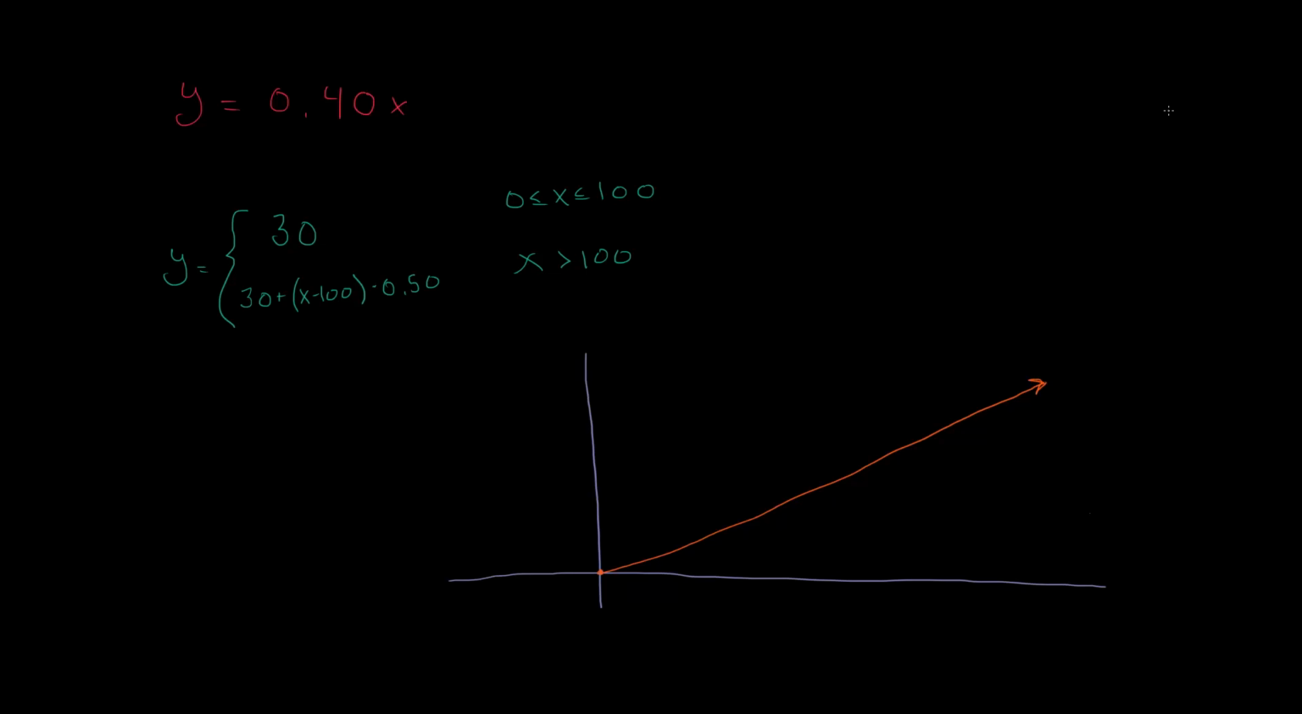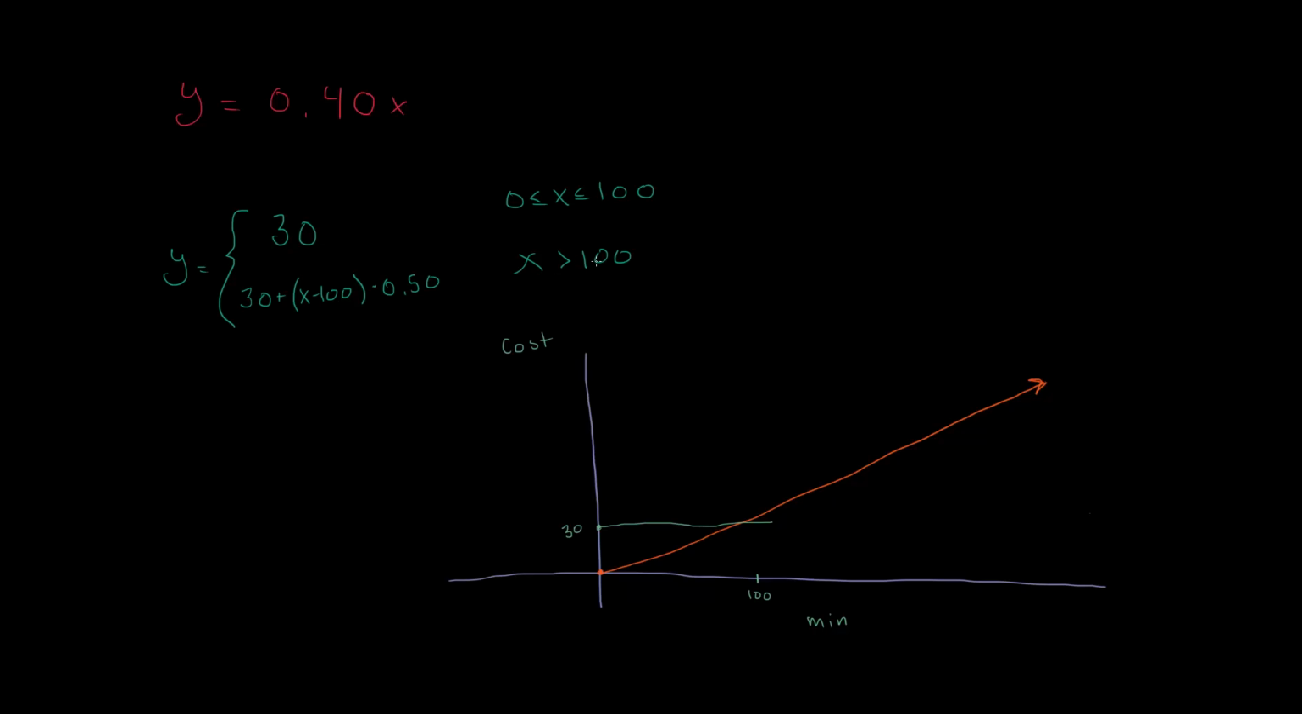Now let's take a look at plan B. So plan B, between 0 and 100 minutes, it only costs $30. So let's first label the axes. The y-axis is cost, and the x-axis is minutes. So let's say 100 minutes is somewhere right over here, just to pretend. So up until then, from 0 minutes to 100 minutes, we're only charged $30.